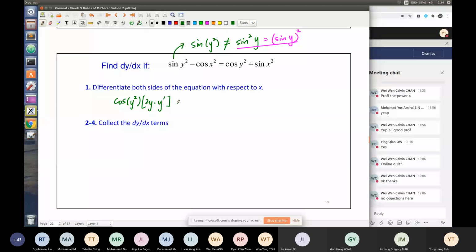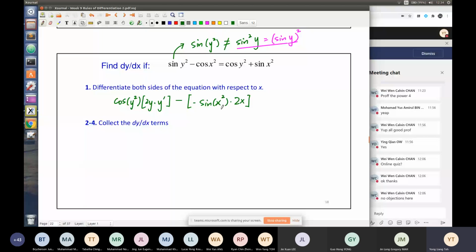All right. So minus cosine x squared. Now when you differentiate cosine x squared, you have minus sine x squared, then multiply by the differentiation of x squared, so times 2x. Because it's a function of x, there's no y prime required. So there's only one chain here.